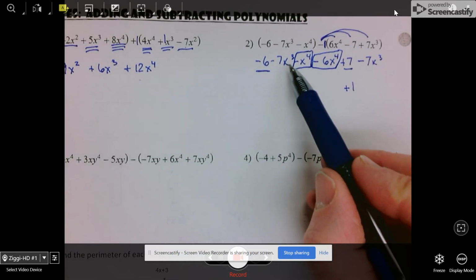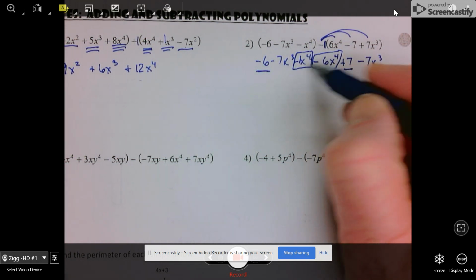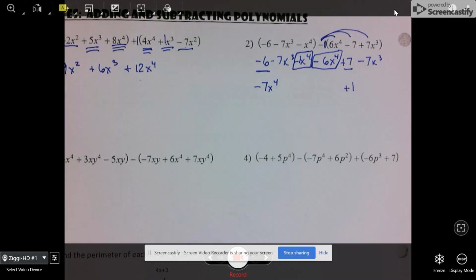Next would be x to the third. I'm going to circle those. So -7 and -7 is -14. And then because I've marked them up, I don't miss any extra at the end. That's my answer. Okay.